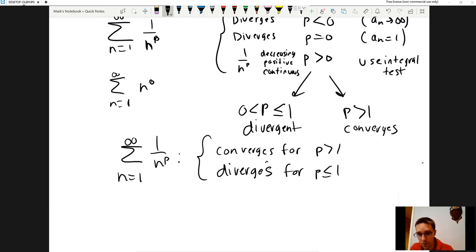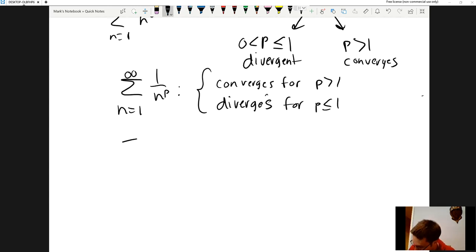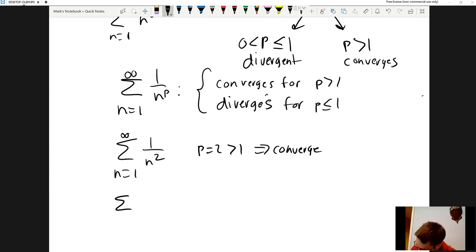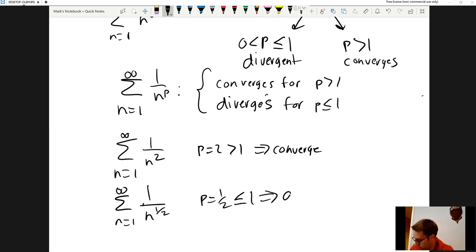All right, so before we wrap up, let's just make sure we understand this result. If I have the sum from n equals 1 to infinity of 1 over n squared, well, that's the Basel problem that we looked at in the previous video. And according to this, p is greater than 1. So it must converge. And if we have the sum of 1 over n to the 1/2, then p is equal to 1/2, which is less than or equal to 1. And so we can conclude that it diverges. And so we don't need to do any extra work there.